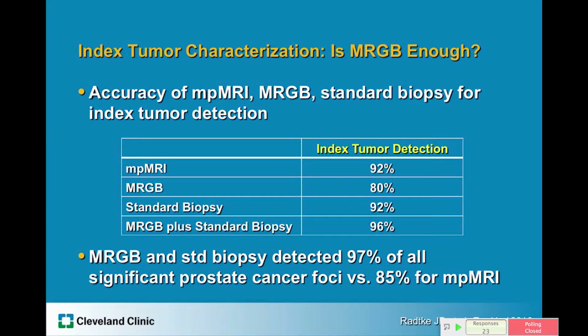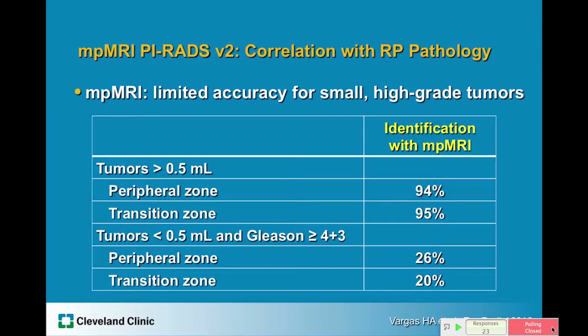And this study looked at it by the detection of the index tumor. So they looked at the accuracy of a multiparametric MRI, MR-guided biopsy, standard biopsy, and the combination of MR-guided biopsy and standard biopsy. And what they found is that the accuracy was highest if you combine standard with MR-guided biopsy. And that MR-guided biopsy with standard biopsy detected 97% of all clinically significant prostate foci, compared to 85% for multiparametric MRI. So it appears that the combination, at least for now, was best at characterizing the tumor.